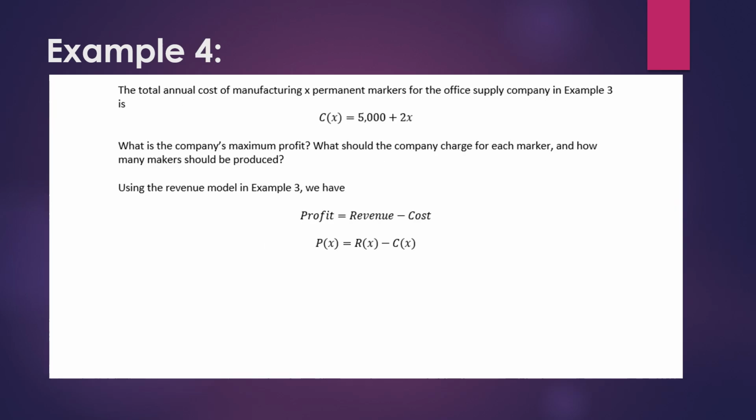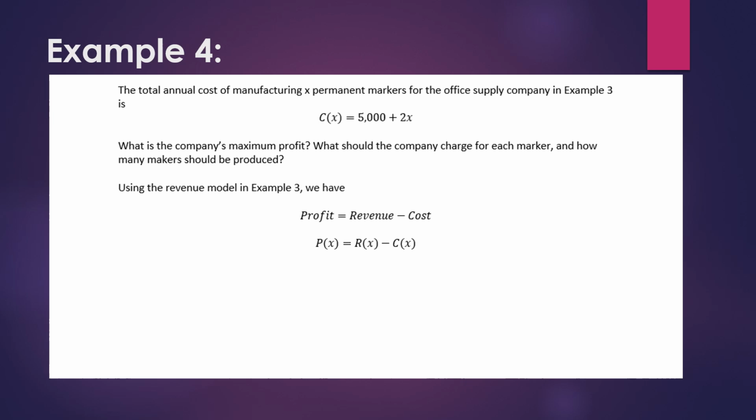So here in example 4, we're going to do a continuation of example 3. So it says that this time we want to consider what the cost of manufacturing is. It says that the cost of manufacturing X pens is 5,000 plus 2X. So they're asking what is the company's maximum profit and what should the company charge for each marker and how many markers should be produced. So they say that the profit is P of X equals R of X minus C of X. So profit is revenue minus cost.